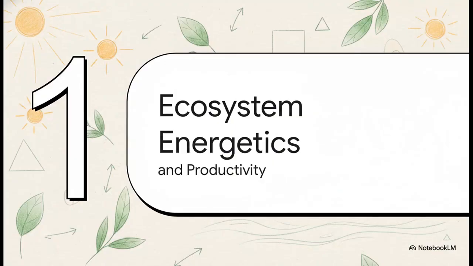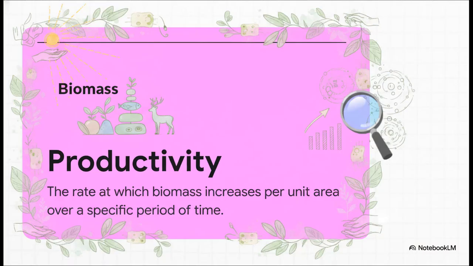All right, kicking things off with Section 1, Ecosystem Energetics and Productivity. Before we can look at the whole ecosystem, we really have to understand the foundational math of how energy enters an environment and exactly how it's accounted for. Let's lock in some foundational vocabulary right out of the gate. You absolutely need to know these two terms for the exam.